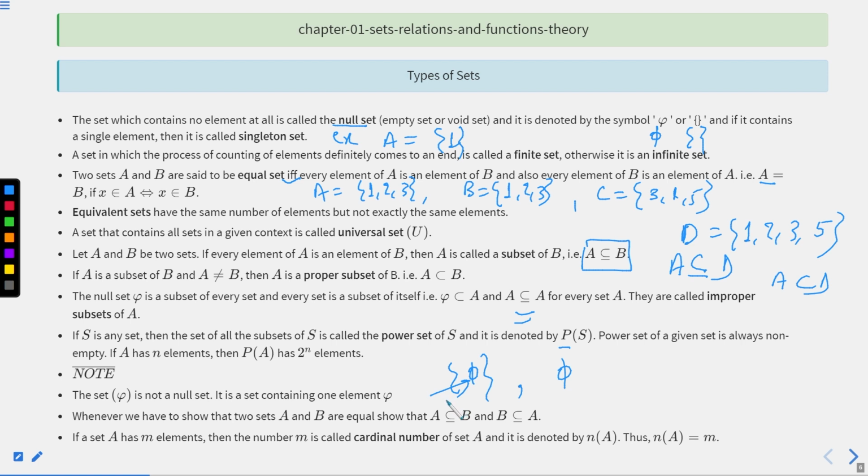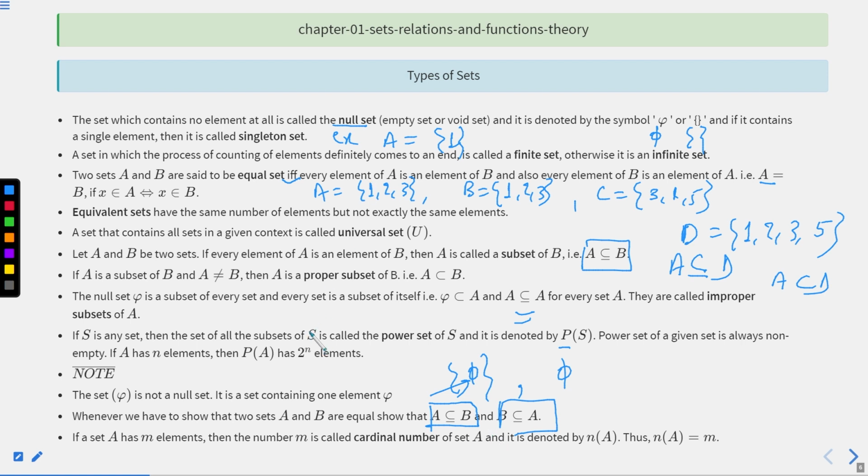Whenever we have to show that two sets A and B are equal, we have to prove two conditions. First, A is a subset of or equal to B, and B is a subset of or equal to A. If these two conditions are satisfied, then we can say that A and B are equal.